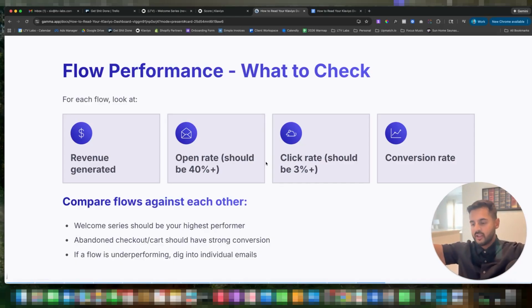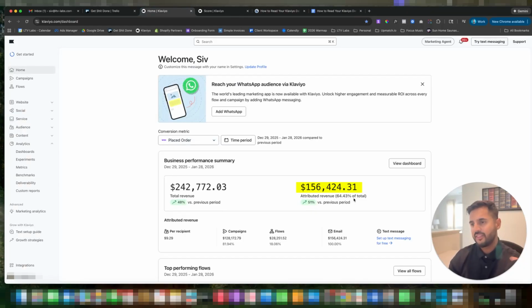At the beginning of this, I showed you this dashboard. The things that make up such high performance, 156,000 over 242,000, is everything combined, right? Obviously this is a great overview, but it's each and every single campaign and each and every single flow and all the different emails that we have that are combined to give you this type of result.